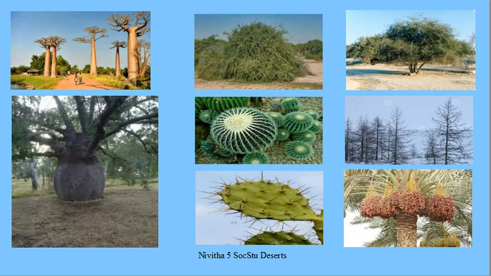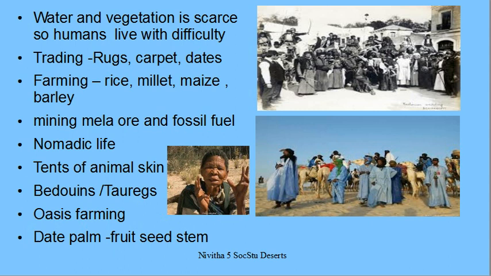There are specialties for animal life also. For example, in the camel, we will see what the specialties of those animals are. Leave alone the webbed gecko. Human life, if you see, water and vegetation is scarce. So human life is very difficult. This picture talks about the Bedouins of the Arabian Peninsula, while this picture talks about the Tuaregs. So what is a Tuareg?